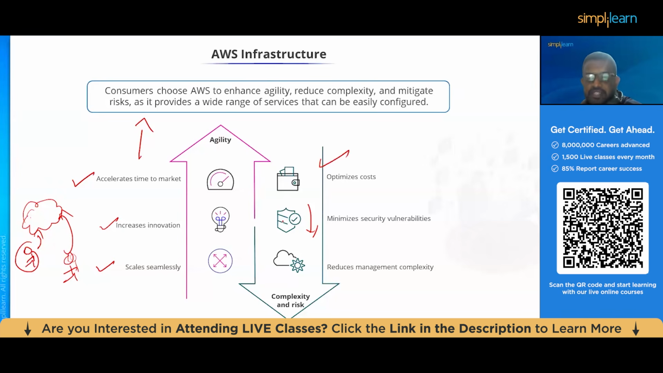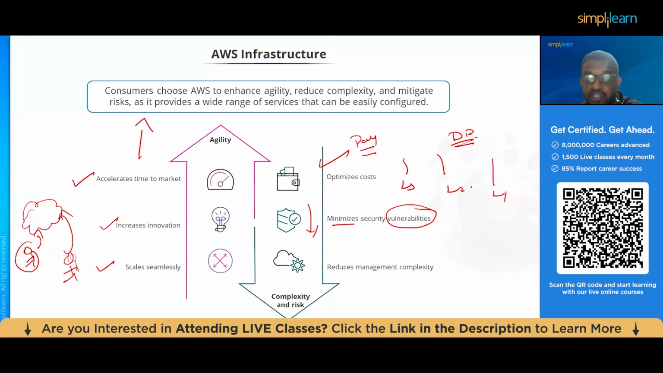Now, optimizing the cost, we are reducing the cost. How? By paying for how much you are consuming. That is nothing but again the pay as you go model, right? Then how are we minimizing the security vulnerabilities? By using the defense in depth concept, where security will be provided at different layers: layer 1, layer 2, layer 3.